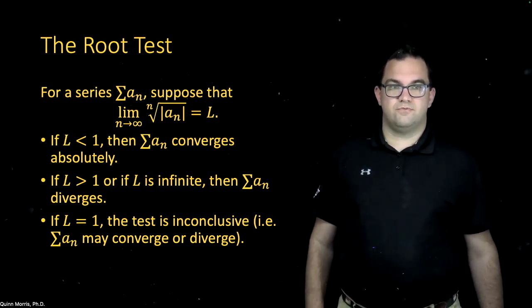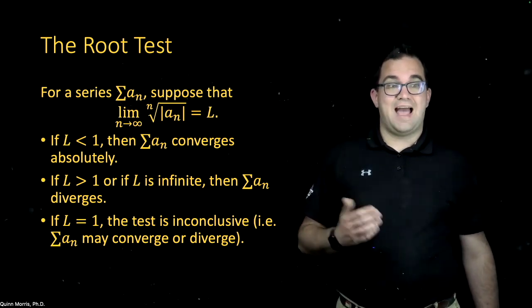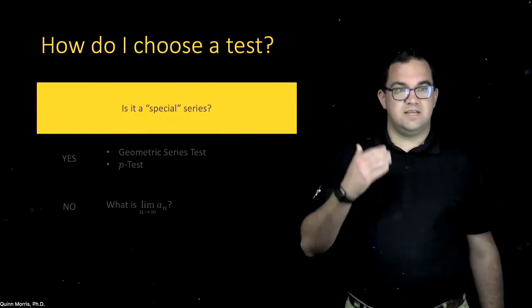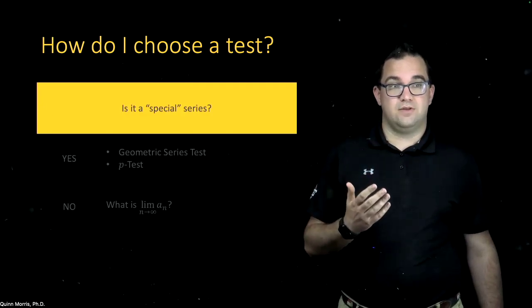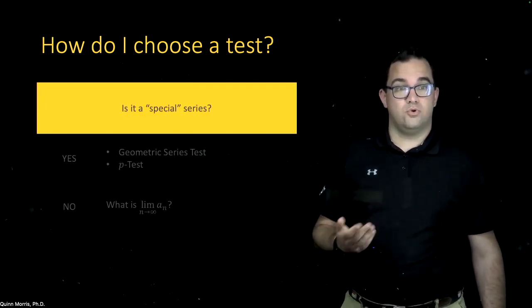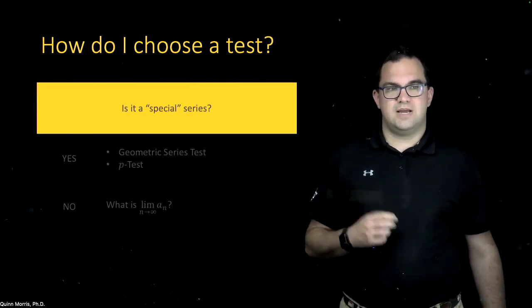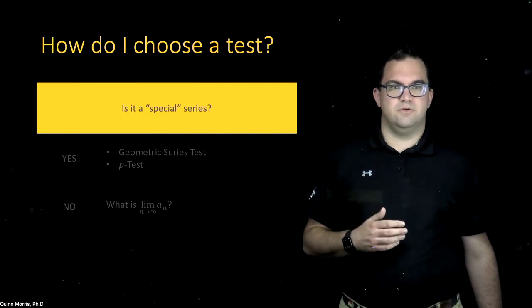So all of this raises the question: we have all these tests. When I'm looking at a series, how do I know which test to choose? Okay, so I tend to walk myself through it, and there's no one right process for thinking through this. As you practice more, you'll develop your own. But as I walk through this, the first question I usually ask myself when I'm looking at a series is: is it some sort of special series?